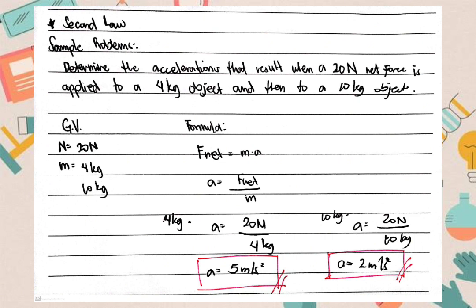This problem has two solutions for different masses. Then for the final result, the acceleration for the 4 kg object is 5 meters per second squared, and for the 10 kg object, it is 2 meters per second squared.